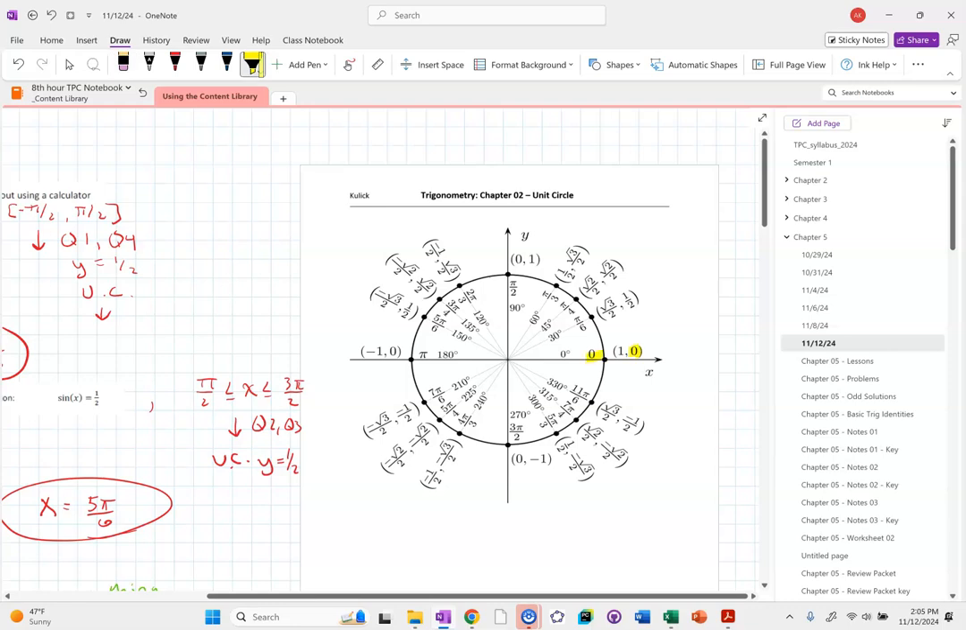So y is 0, x is not. Y is 0, x is not. And that's it. So 0 and pi.